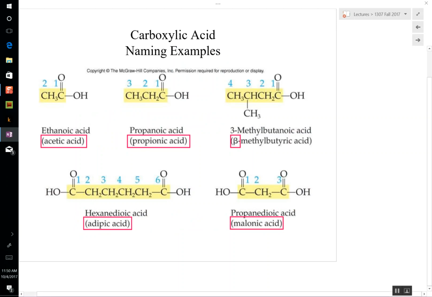Okay, so I think I have a slide coming up that will show you the common ones. This is definitely one of them that you should know the IUPAC name. So here's the IUPAC name, 2 carbons, ethane, take off the E, we get ethanoic acid. It's more commonly and almost always referred to as acetic acid. Here's this ACET prefix referring to 2 carbons. Propanoic, propionic.